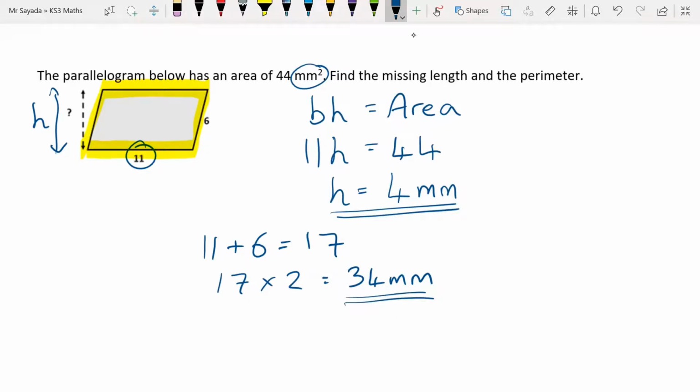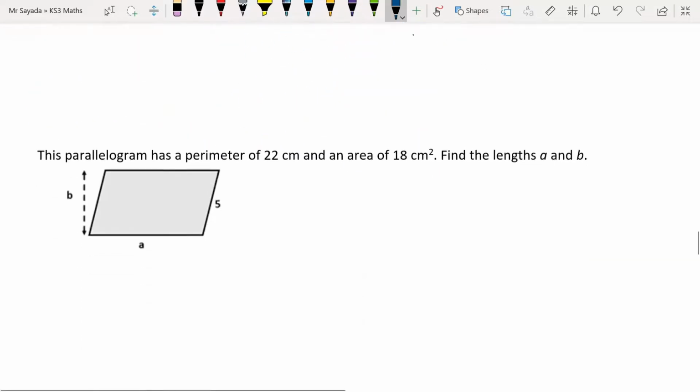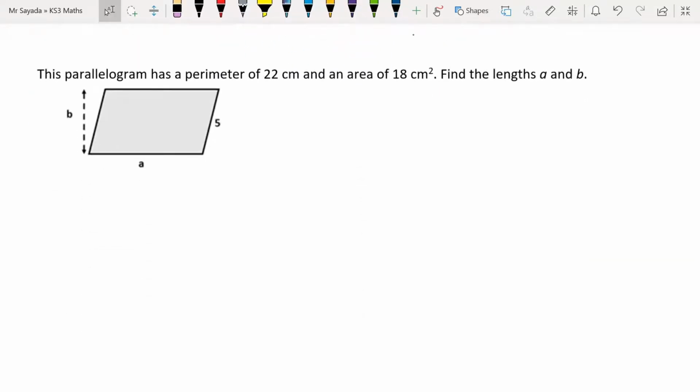We're now going to move to a problem which uses what we've just done. So pause the video to read it and press play once you're ready. So I'm going to do this question fully by myself. I've been given the perimeter and I've been given the area, and I need to find the lengths A and B. I don't know A or B, so I don't know the base or the height, so I can't work with the area yet. So I'm going to start with the perimeter.